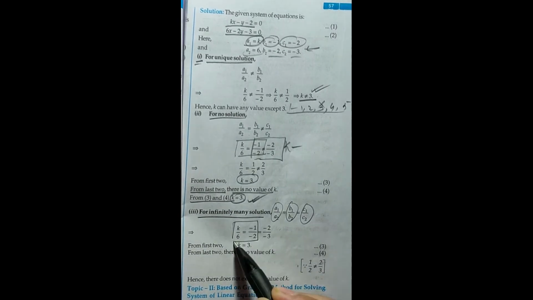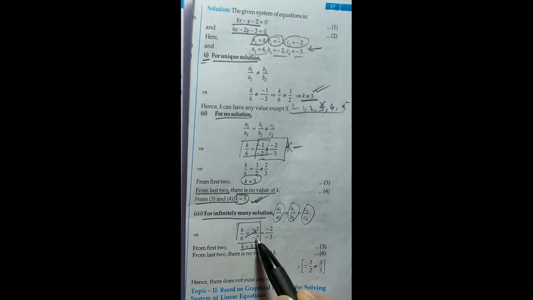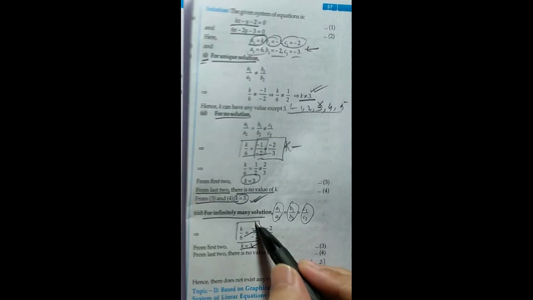For infinitely many solution, a1 by a2 is equal to b1 by b2 is equal to c1 by c2. So from here we get k to be 3. 6 will go here and divided by 2, so you'll get 3, and from here you won't get any value of k. Okay, so we can say that from the first two and the last two there is no value of k, because if you remember the previous sum we had to find what is common between the first equation and the second equation. Since there is nothing from the second equation, that means there is nothing common, so we can say that k has no value. Hence there does not exist any value of k.